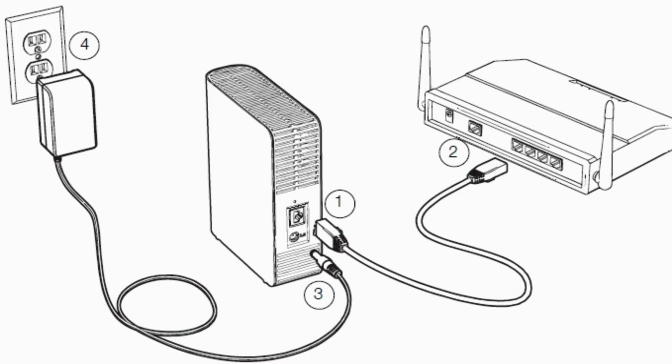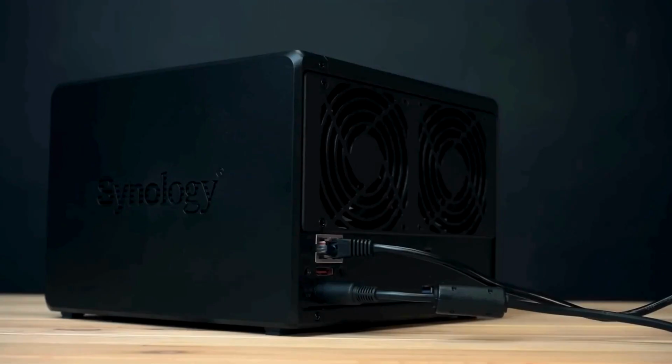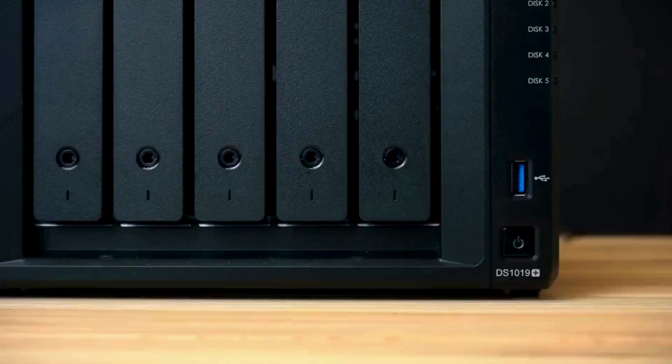Connect one end of an Ethernet cable to the NAS's LAN port and the other end to an available port on your router. Press the power button on the NAS to turn it on.